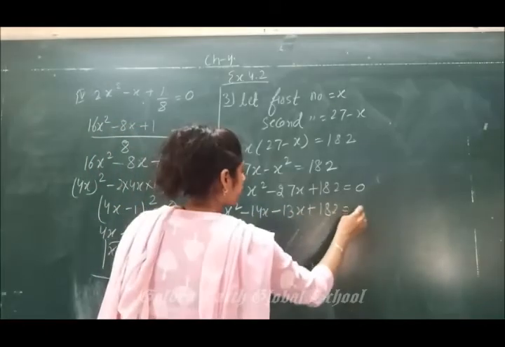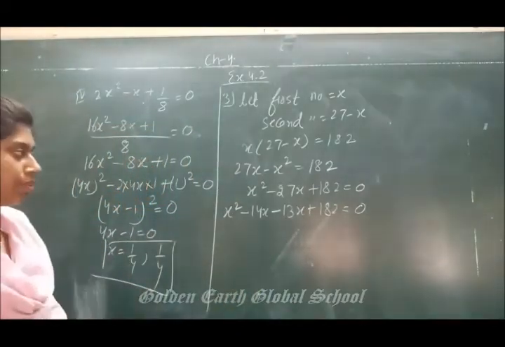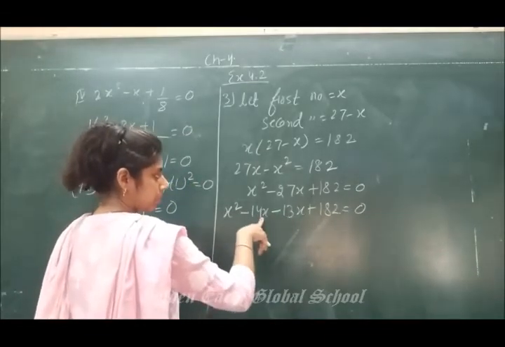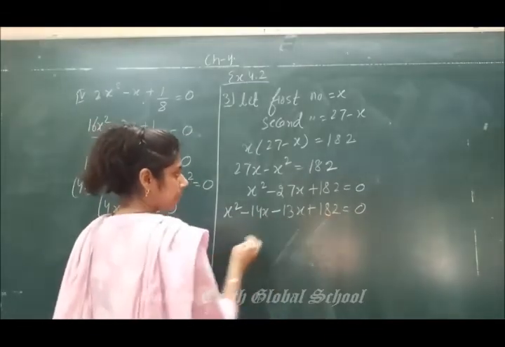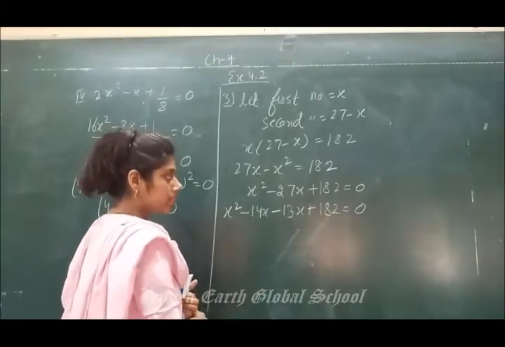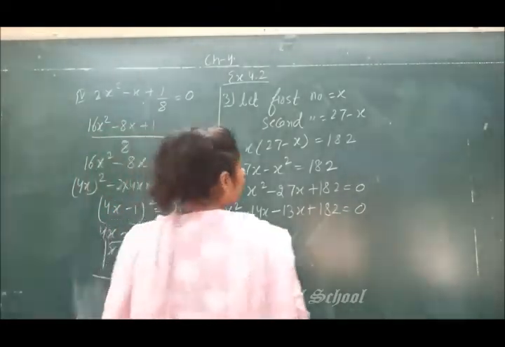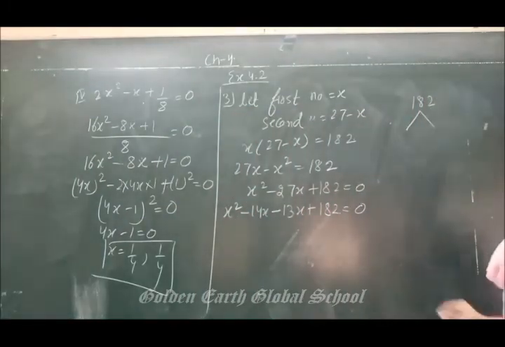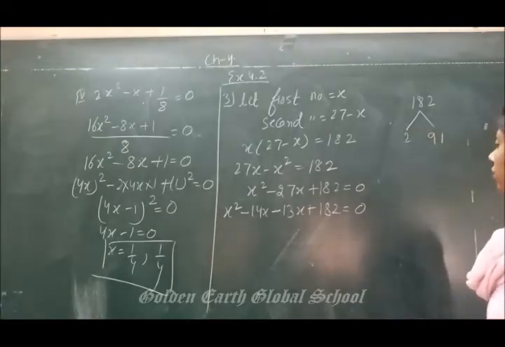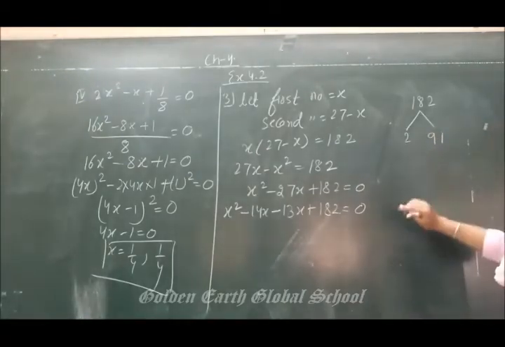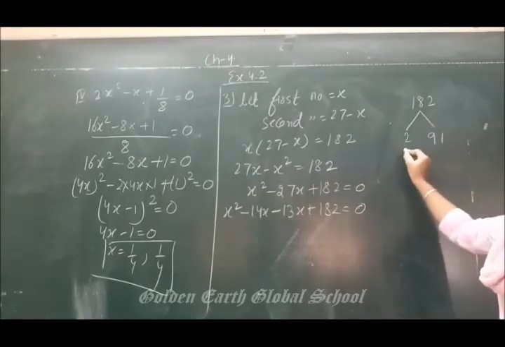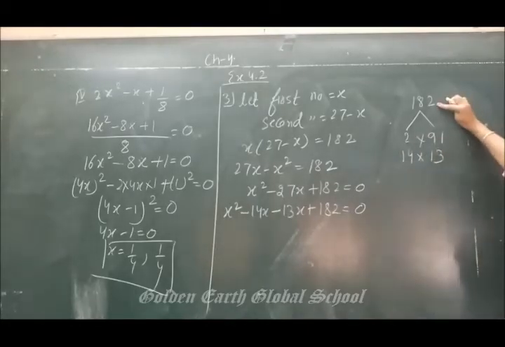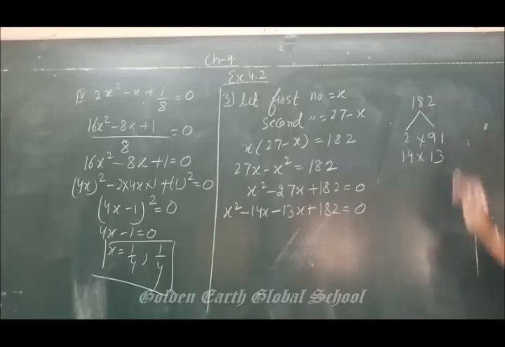See, if you multiply 14 into 13, then it will become 182. You can check. 13 fours are 52, 5 carry, then 13 ones are 13 plus 5, 182. Or you can do the factorization, split it into the pair of factors, 2 into 91, then 7 into 13. Because the product of 2 into 91 is 182, and 14 into 13 is again 182.